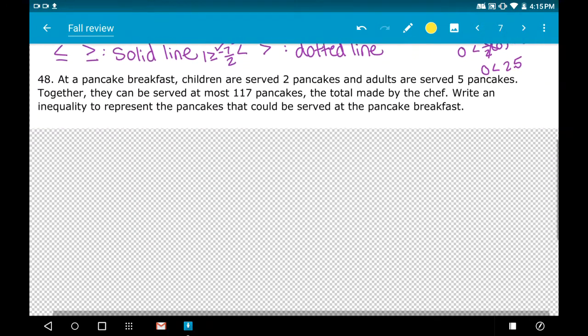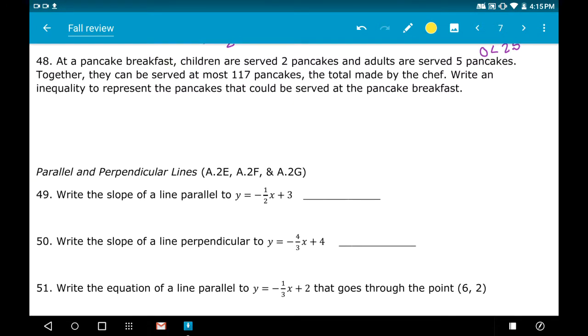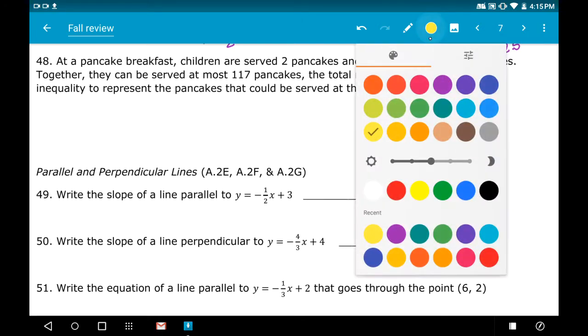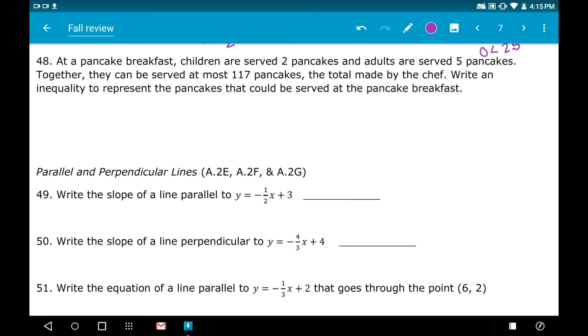Now if we go down, we have a word problem of inequalities that we need to figure out. So it says, at a pancake breakfast, children are served 2 pancakes, and adults are served 5 pancakes. Together they can be served at most 117 pancakes, the total made by the chef. Write an inequality to represent the pancakes that could be served at the pancake breakfast. So we're going to first define some variables. So I'm going to say C is for children, A is for adults.